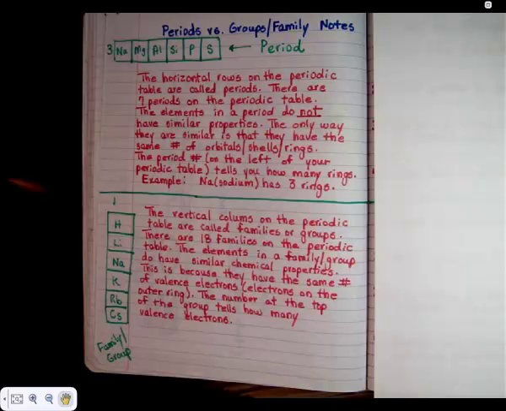We are now going to write in notes about groups into our ISN. We're going to first draw an example of a group or a family. The example that I have given is group number 1, which are elements that all have 1 valence electron. The vertical columns on the periodic table are called families or groups. There are 18 families on the periodic table. The elements in a family or group do have similar chemical properties. This is because they have the same number of valence electrons on the outer ring. The number at the top of the group tells how many valence electrons there are.